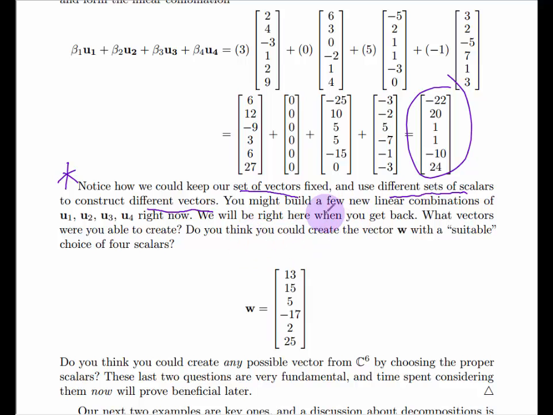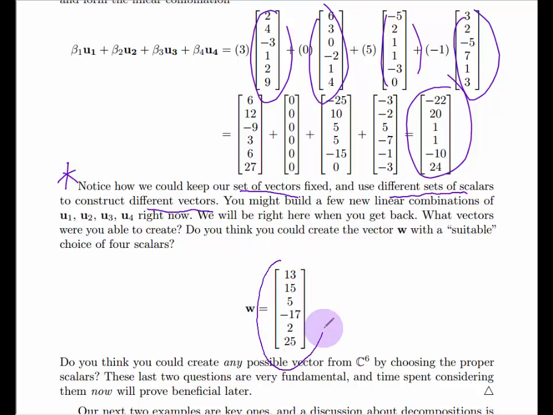So the question is, suppose I have these 4 vectors which are fixed, 1, 2, 3, 4, and I'm thinking of the linear combinations of these vectors. So I can ask the question, what vectors can I get as linear combinations of these vectors? In particular, can I get this vector as a linear combination of these 4? So that's a valid question.